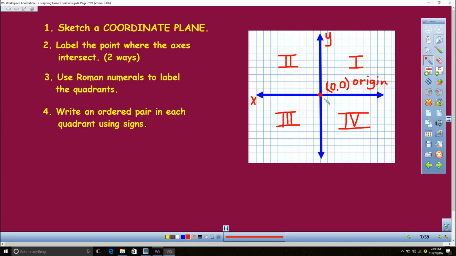So to get to quadrant 1 from the origin, I'd have to go right and up. So right is positive, up is positive. So all the points in quadrant 1 have positive coordinates. But to get to quadrant 2 from the origin, you'd have to go left and up. Left is negative, up is positive. So all the points in quadrant 2 have a negative x coordinate but a positive y coordinate. In quadrant 3, both coordinates are negative, and in quadrant 4, the x is positive and the y is negative.